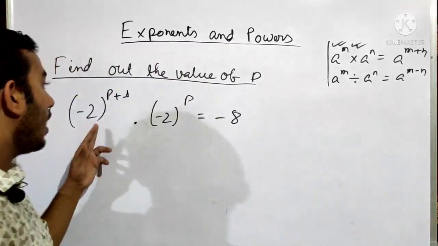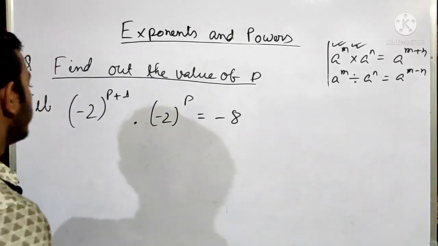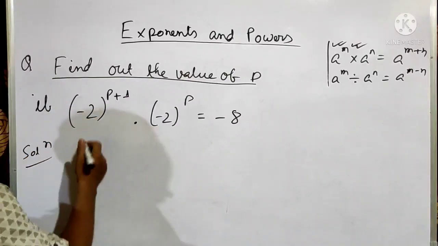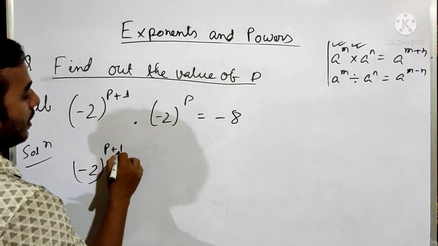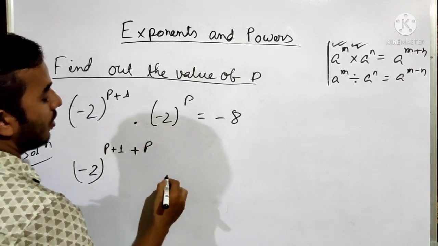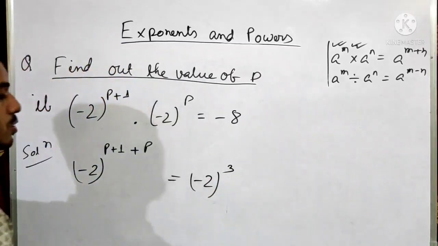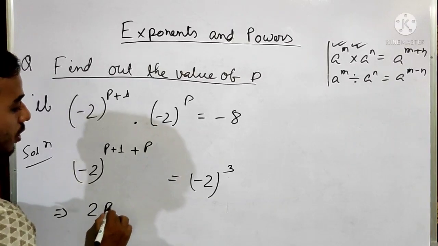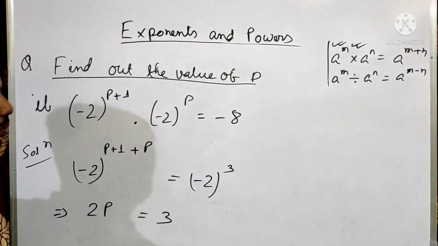That is a power m into a power n. Clear? So look, solution: a power m into a power n, this one is m plus n. Equals minus 8, which can be written as minus 2 power 3, isn't it? Clear? So here p plus p is how much? 2p. So it is 2p equals 3, because the bases are the same, isn't it? Base is same, in the middle we have the equals to power relation.